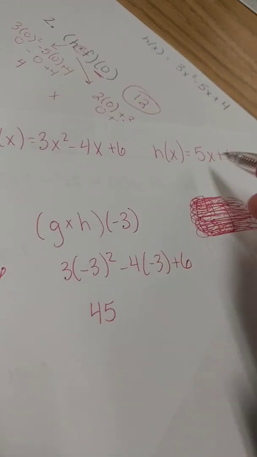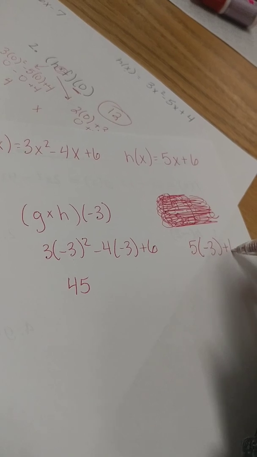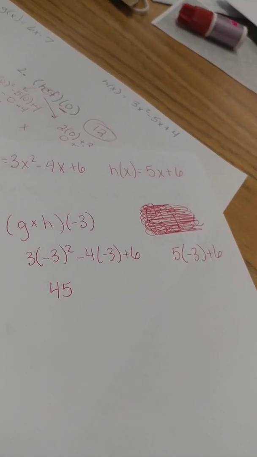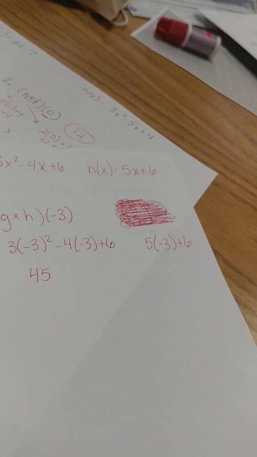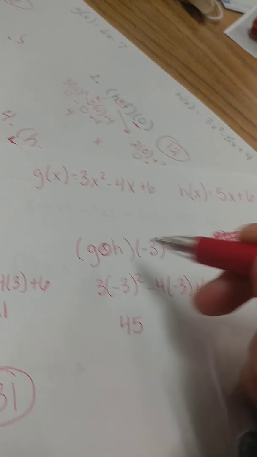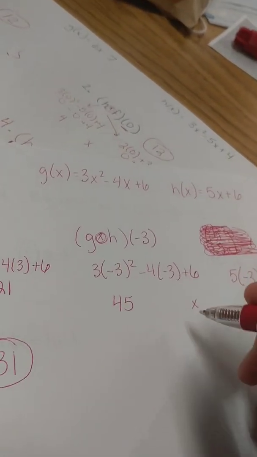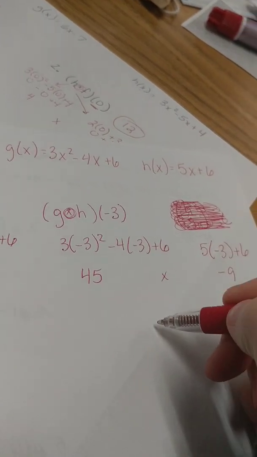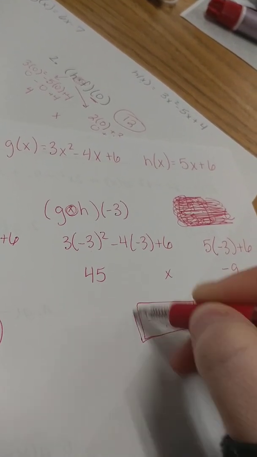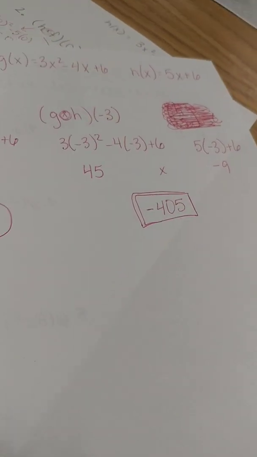Then we're going to take function h, which is 5x plus 6. And in 5x plus 6, you substitute the x for a negative 3. You get negative 9 here. Operation says multiplication. A lot of you get big numbers and immediately think that you did it wrong. 45 times negative 9 is negative 405. That's just the answer that you get. Doesn't mean you did it wrong. It just means that one has a big answer.